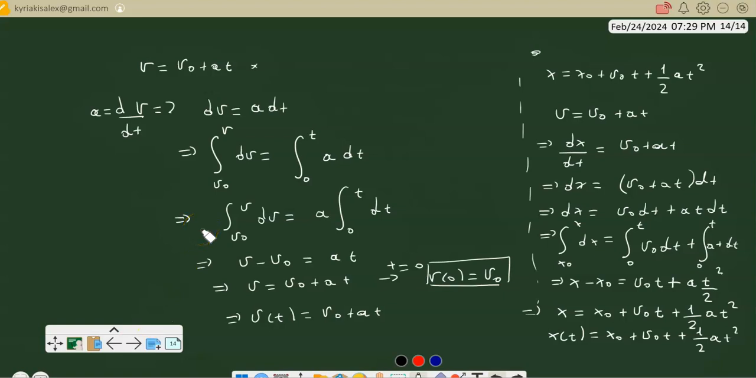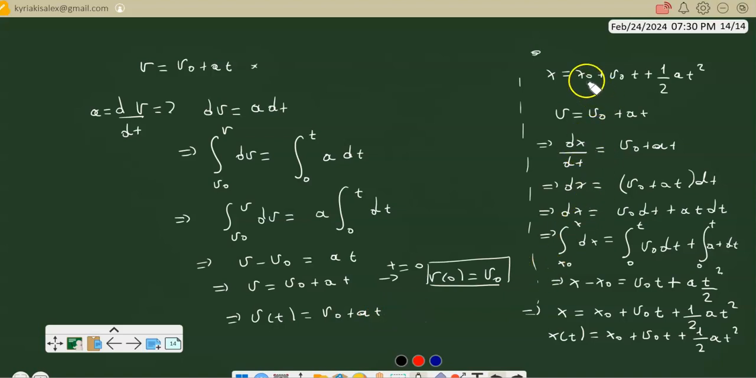For the second equation, I take the definition of acceleration, which is the rate of change of the velocity with respect to time. I solve with regards to the differential of the velocity. I integrate from v0 to v, and I consider that the acceleration is constant, so I can remove it out of the integral, and I obtain that v is a function of time, where v0 is the initial velocity, a is the gradient of the line, the acceleration, and t is time.